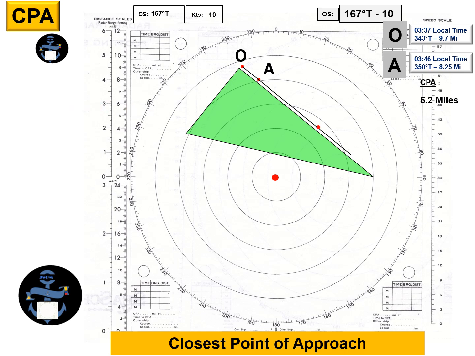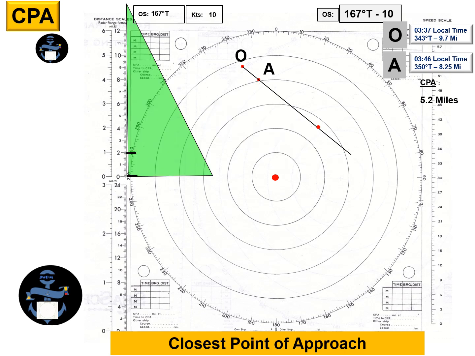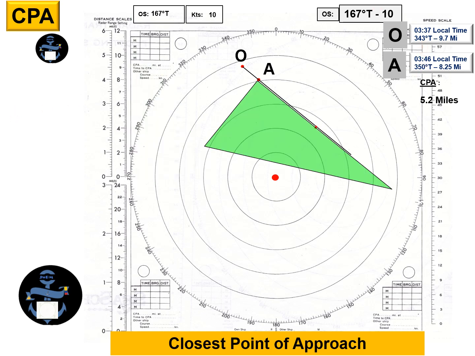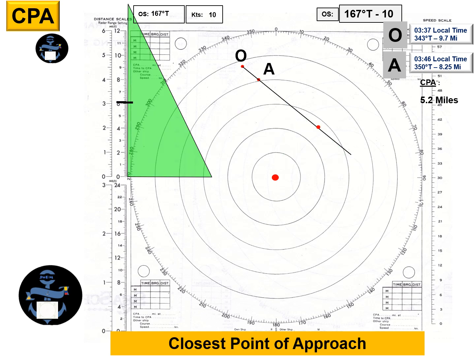Therefore, I'm going to make the measurement. I compare here in the scale, the distance between O and A is 2 miles. Time, 9 minutes. Okay. And the distance from A to CPA, 6 miles. Okay, now I can do the rule of three.